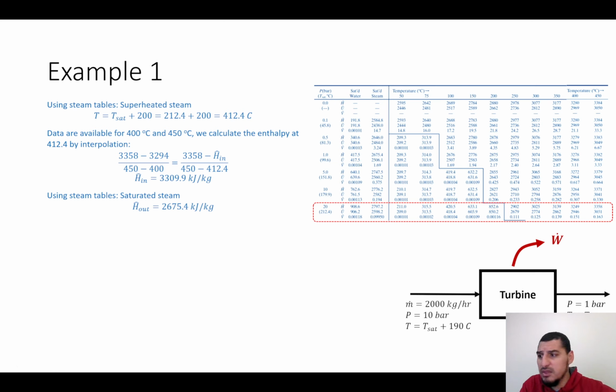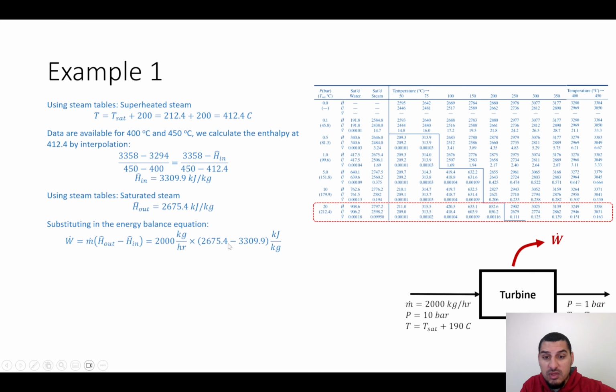So now we got the enthalpy of the feed and the enthalpy of the product. So what we can do now is to substitute in the energy balance equation. We have the mass flow rate in kilograms per hour, and the two enthalpies in kilojoules per kilogram. Of course, there is a very important point here that delta H is the output enthalpy minus the input enthalpy. So the output enthalpy is the saturated steam at 1 bar. The inlet enthalpy is the superheated steam at 20 bar.